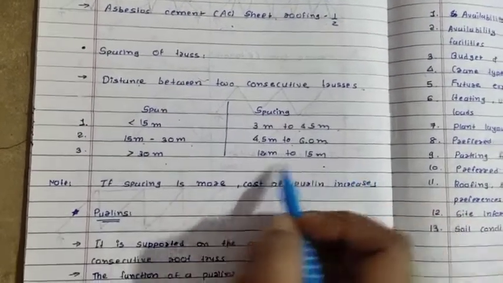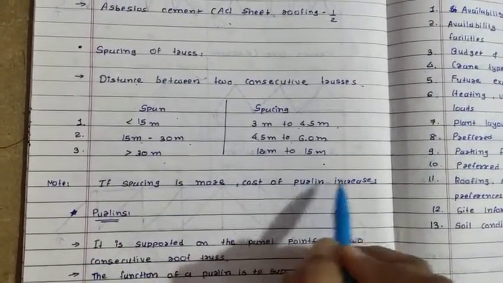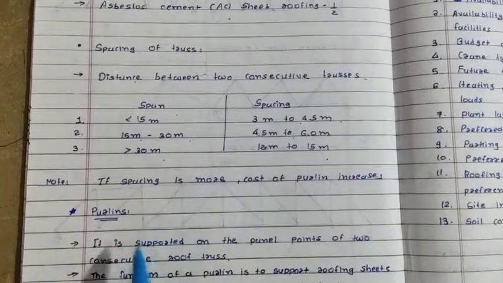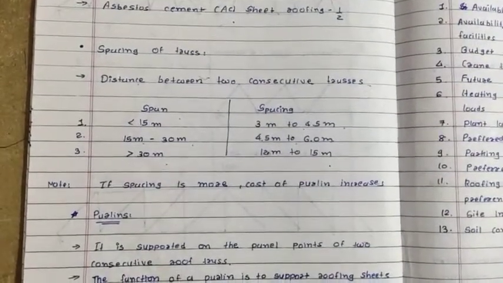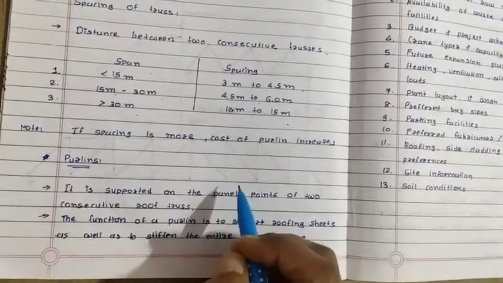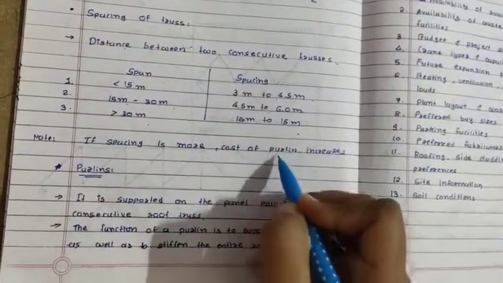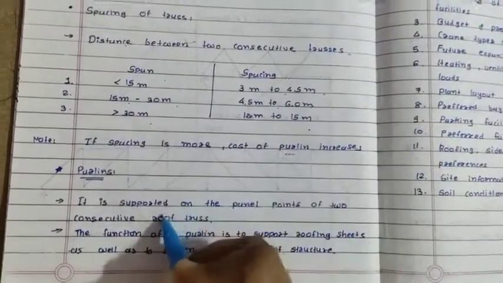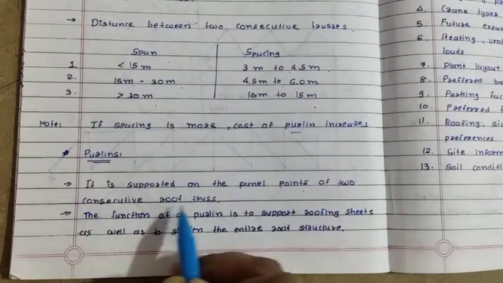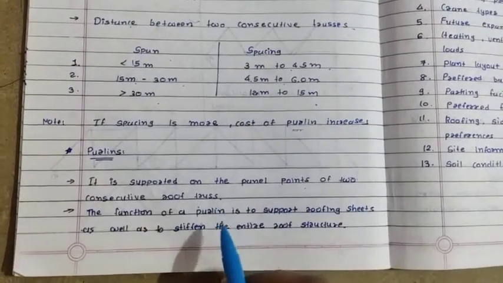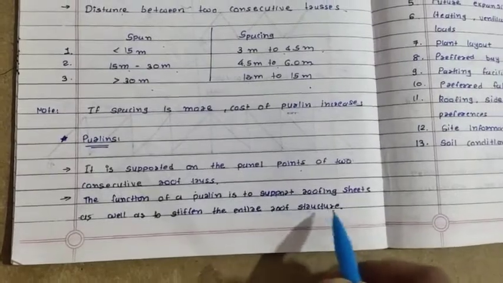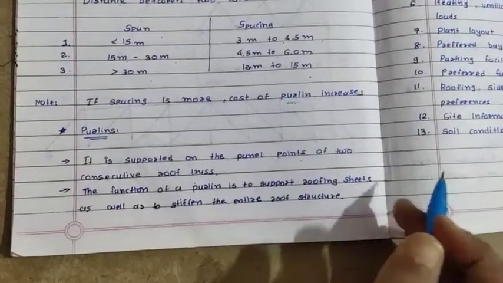Note here that if the spacing is more, the cost of purlin also increases with the increase in spacing. So you already know the definition of purlin. The definition of purlin is that it is supported on the panel points of two consecutive roof trusses. The basic function of purlin is to support roofing sheets as well as to stiffen the entire roof structure.